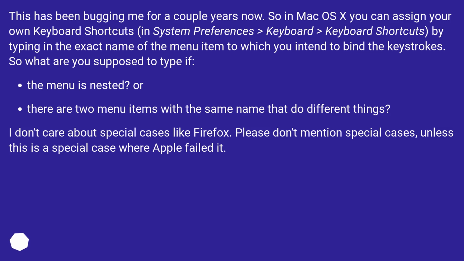So in macOS X you can assign your own keyboard shortcuts, in System Preferences > Keyboard > Keyboard Shortcuts, by typing in the exact name of the menu item to which you intend to bind the keystrokes. So what are you supposed to type if the menu is nested? Or there are two menu items with the same name that do different things.